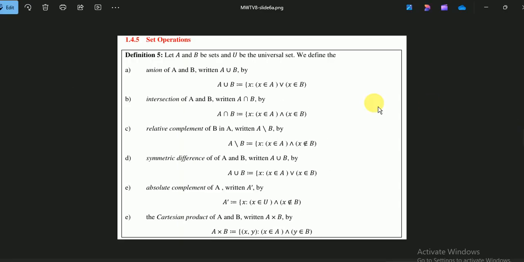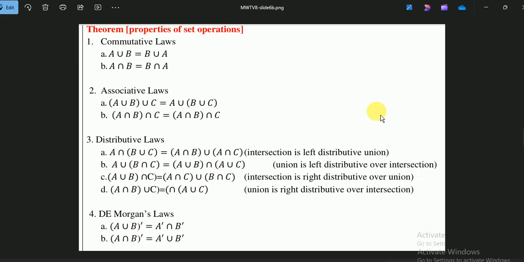Definition. What are the main set operations? Union, intersection, relative complement, symmetric difference, absolute complement, Cartesian product. And there is another complement called the universal complement, you can add that. You can read their definitions and properties, especially union and intersection.